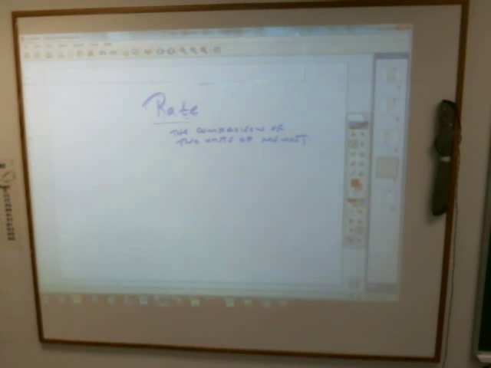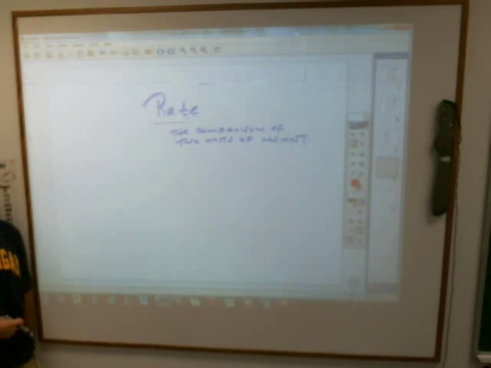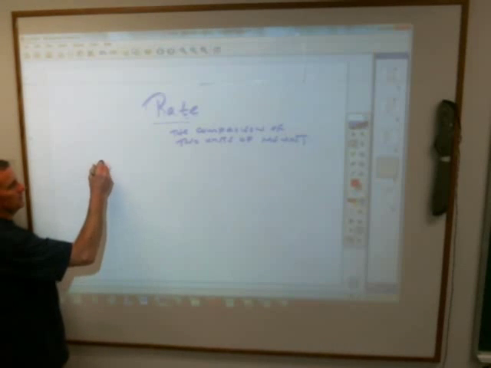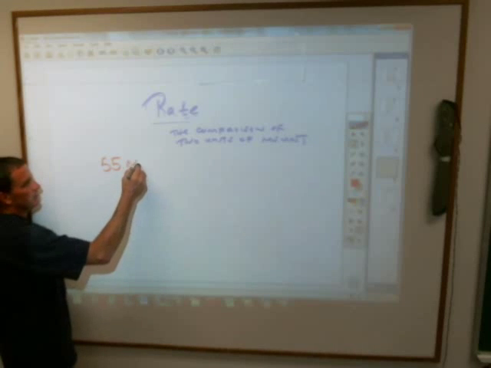Anybody know when they see rate out there in the big, bad, beautiful world? Yes, how about how fast your car is going? The rate your car is going, which we call speed, is a rate. What are the units of measurement usually when you say how fast your car is going? Keith? Miles per hour. Yeah, let's say the speed limit is 55 miles per hour.